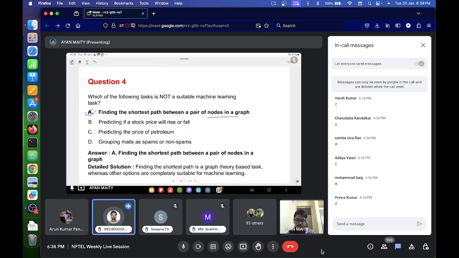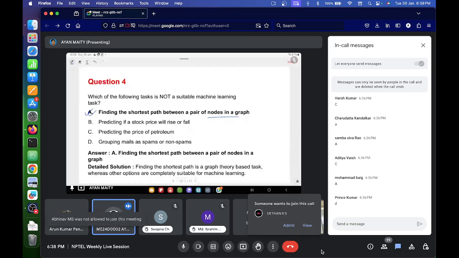If there are multiple nodes, then we can find out the shortest path. Then what will it be, sir? Take the example of logistics, where we are supplying a product from one source to multiple destinations. Then we are finding the shortest path. Can we apply machine learning there or not?